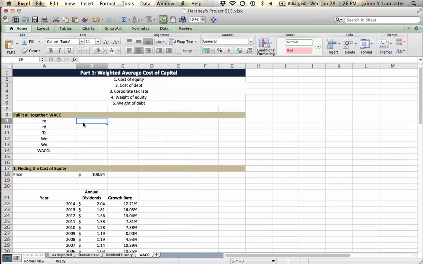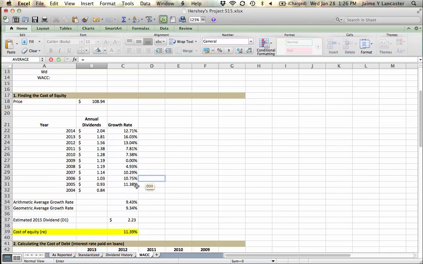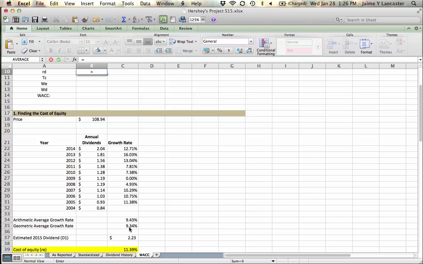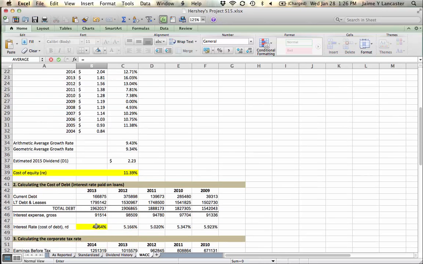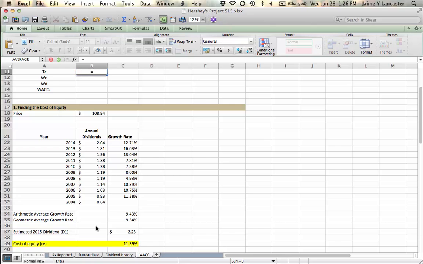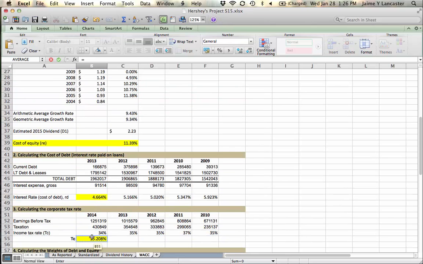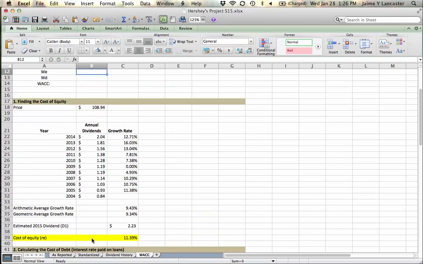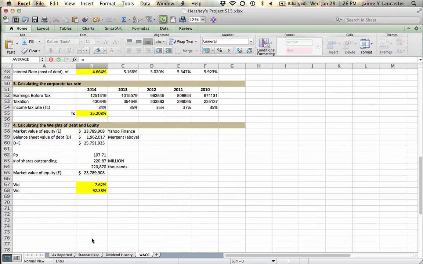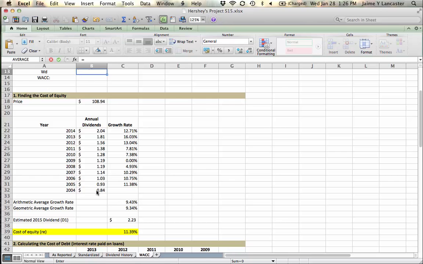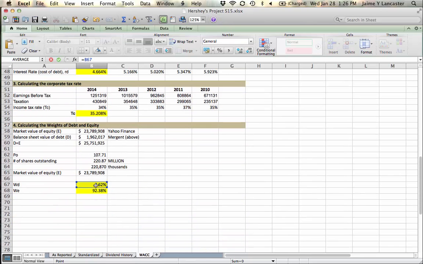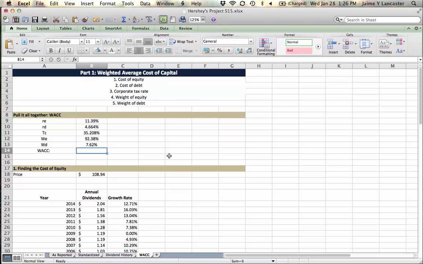So I'm going to collect my components: my cost of equity, my cost of debt, my corporate tax rate, my weight of equity, and my weight of debt. Now I can use that to calculate the weighted average cost of capital.